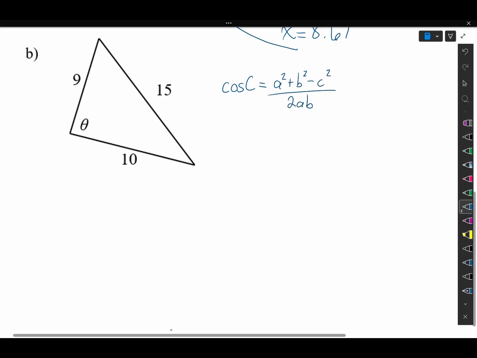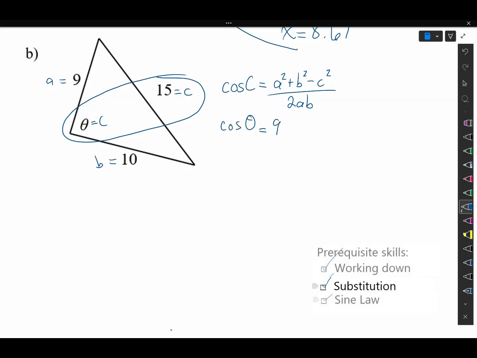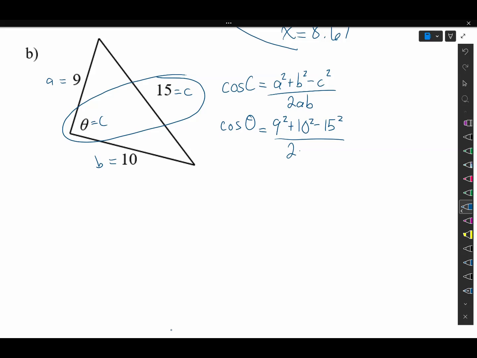Again, we label our triangle. We must make sure that our C values have our opposite pair. Our A and B values are off to the sides. Fantastic. Now we can perform our substitution. So we're working with the cosine of our unknown angle theta is equal to 9 squared plus 10 squared minus 15 squared, all divided by 2 times 9 times 10. Fantastic. 9 squared, that's 81.